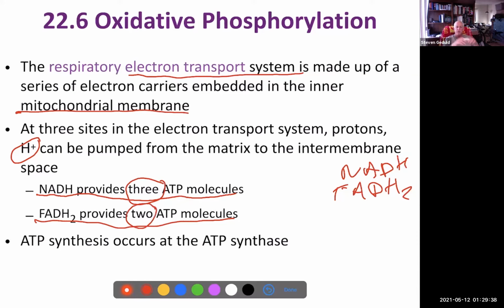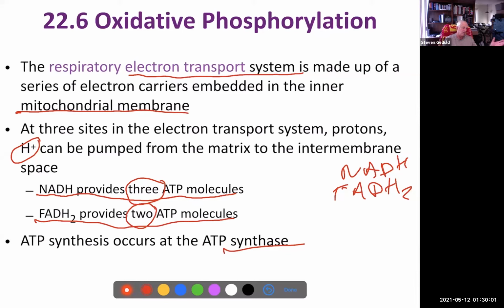Now, all you've got to remember is that NADH, when it's outside the mitochondria, only gives you 2 ATPs. That's what's going to come up when we do our calculations. Okay, so ATP synthesis occurs at the ATP synthase. That's the thing that allows ATP synthesis to occur. So it's occurring in the mitochondria.